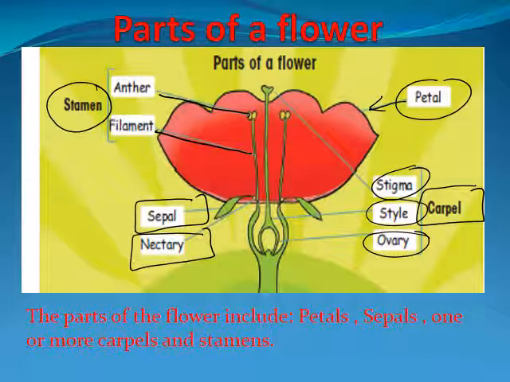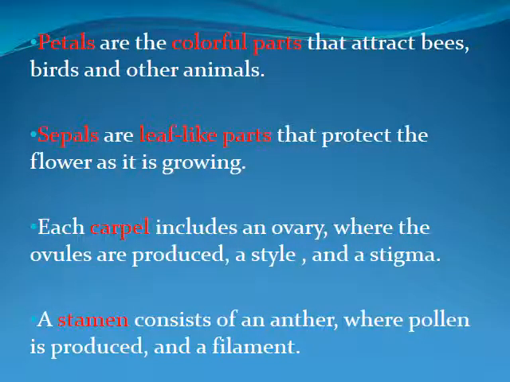What are these parts? What are their definitions? We are going to know. First, petals. What are petals? Yes, Tia, what are petals? They are the colorful part. What do they do? Yes, Yara, what do they do? They attract bees, birds, and others. Excellent. Petals are the colorful part that attract bees, birds, and other animals.